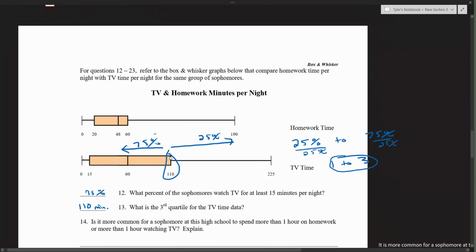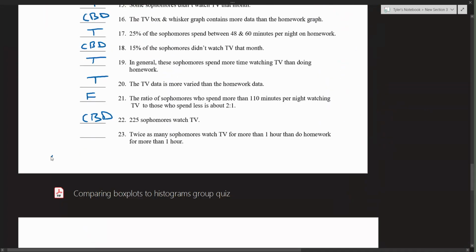So this one is true, because remember, we already talked about the hour thing. Up here is 25% of the data, where for the TV time, above an hour is 50%. So in other words, twice as many: 25 times 2 is 50. Twice as many watch TV more than an hour than do homework for an hour. So that is true.